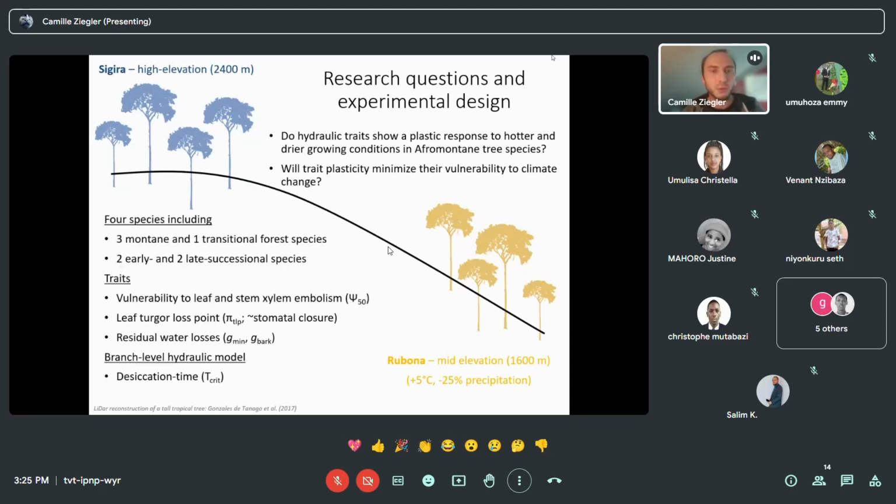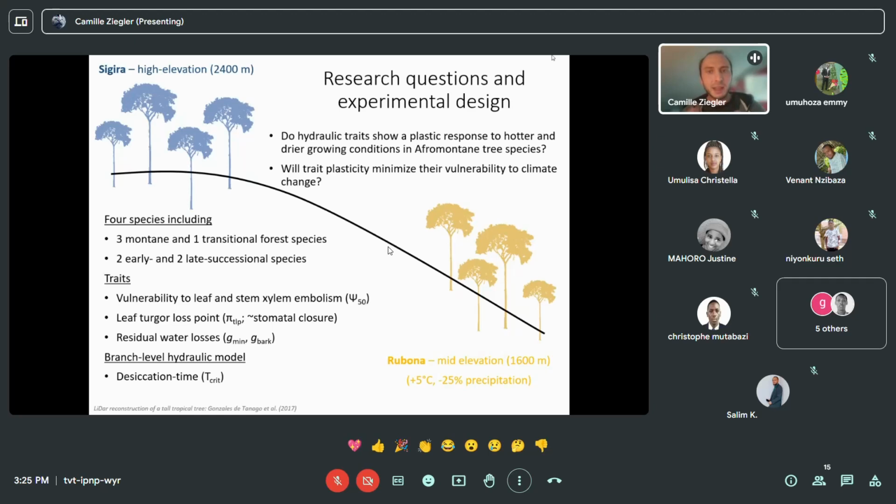So for this, we studied 4 species, including 3 species from the mountain forest and 1 species from the transitional forest. 2 of these species are early successional, and 2 are late successional. We measured several traits, including vulnerability to leaf and stem embolism, building these vulnerability curves that you saw before. We measured leaf turgor loss point, which is a measure of when stomata close during drought, and residual water losses from leaf, G-min, and bark, G-bark.